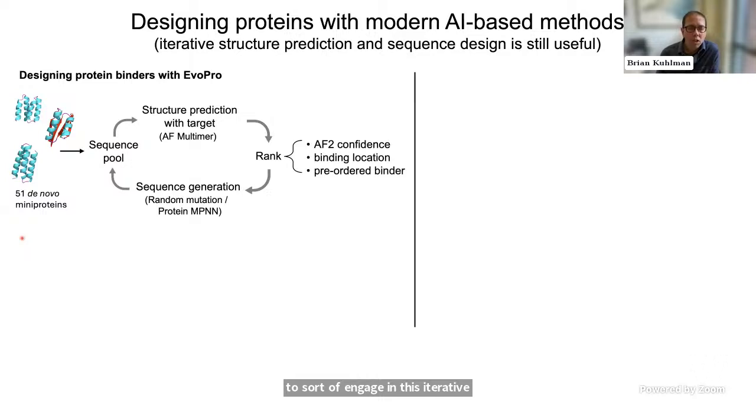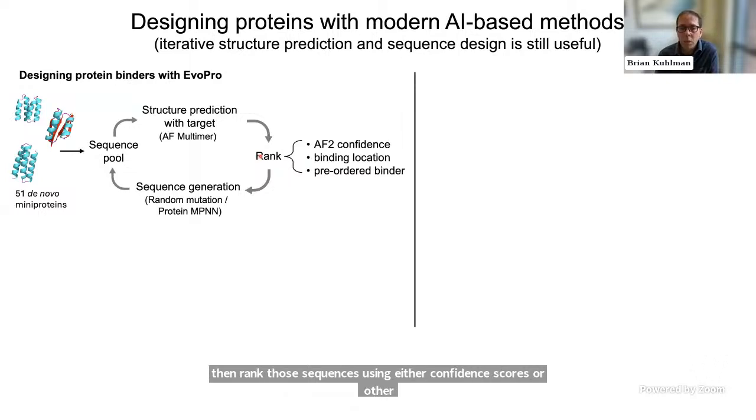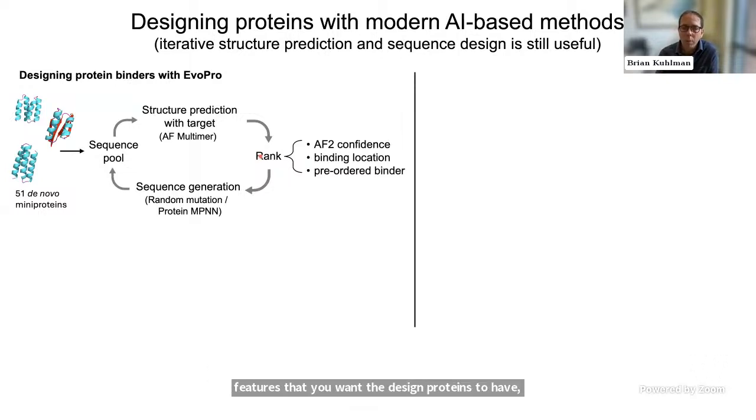So here I'll just share one result from my lab using a pipeline that we call EvoPro that uses a genetic algorithm to optimize a sequence pool for a given fitness function. Starting from a pool of sequences, you predict their structures with AlphaFold. You then rank those sequences using either confidence scores or other features that you want the designed proteins to have. You throw away the poor performing sequences and you refill the sequences by either using AI-based methods for protein design, such as ProteinMPNN, or introducing random mutations.